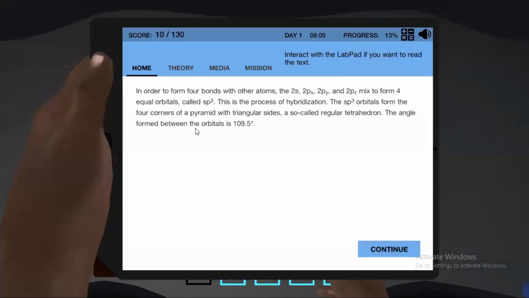In order to form 4 bonds with other atoms, the 2s, 2px, 2py, and 2pz mix to form 4 equal orbitals, called sp3. This is the process of hybridization. The sp3 orbitals form the 4 corners of a pyramid with triangular sides, a so-called regular tetrahedron. The angle formed between the orbitals is 109.5 degrees.